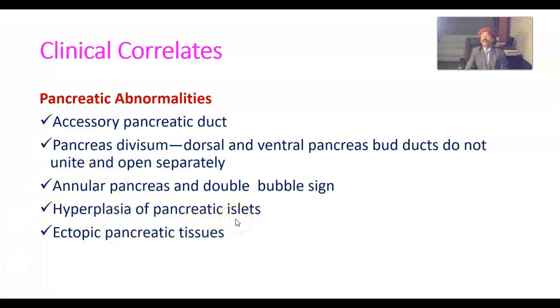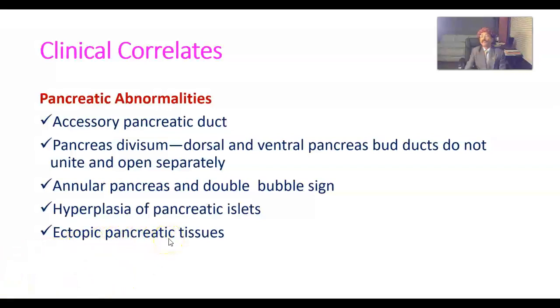Hyperplasia of pancreatic islets. This may happen with mothers with gestational diabetes or mothers with already established diabetes. A lot of glucose will go into the baby, and there will be hyperplasia of the pancreatic cells, particularly the beta cells. Once the baby is born, the baby may have hypoglycemia.